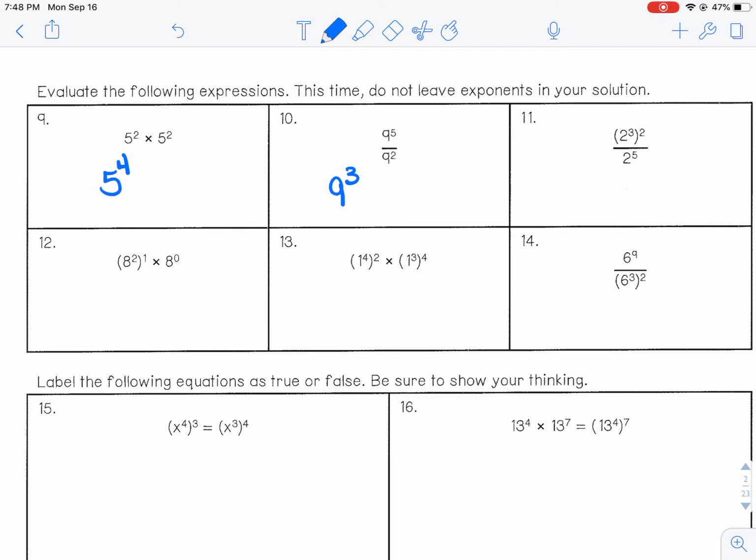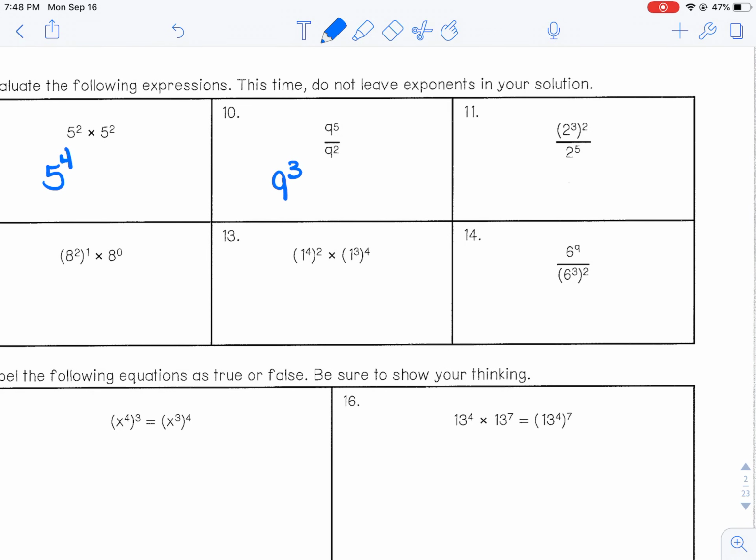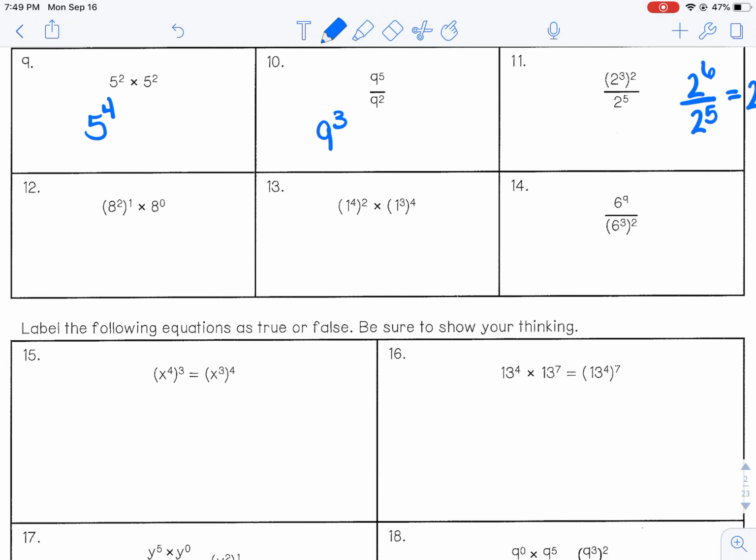Number 11, power to a power. Okay. In the numerator, we have 2 to the 3rd power raised to the 2nd power. All right, so what do we do with the power to a power? Multiply those exponents. So that's going to be 2 to the 6th power over 2 to the 5th power. Now we're dividing. So that's going to give us 2 to the 1st power, or just 2. Why don't you try to do the next 3 by yourself, pause the video, and then come back and see how you did.